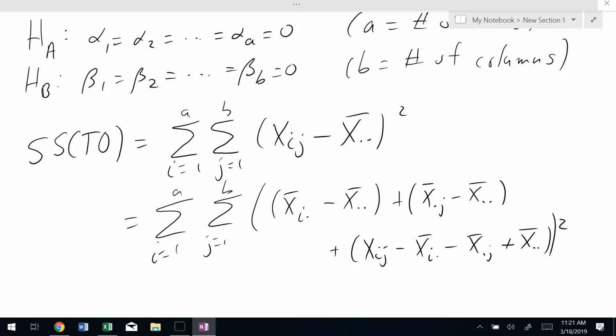Okay? Now, why did we do this in this fashion? Well, what is this? This is the difference of these means against the grand mean, right? And then we're going to look at this part at the end here. Now, much like what we did last time, we need to square this thing out, which is ugly because I've got to square basically a trinomial here, right?